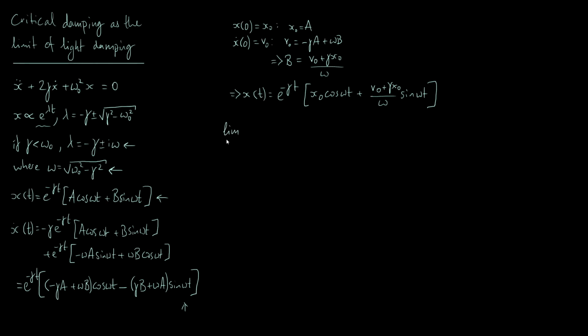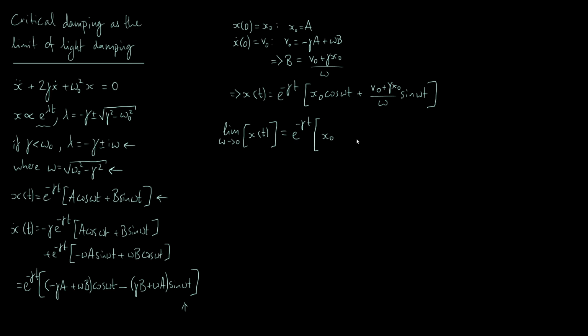So the limit as omega goes to 0 of x of t, okay, is, well, we can keep this e to the minus gamma t out the front, and let's think about what happens to these individual terms. Well, the cos omega t term, nothing particularly interesting happens, right? Because we can just plug in omega equals 0 into this cos of omega t, and so we just get x naught times cos of 0. Cos of 0 is 1, and so our first term just becomes an x naught.